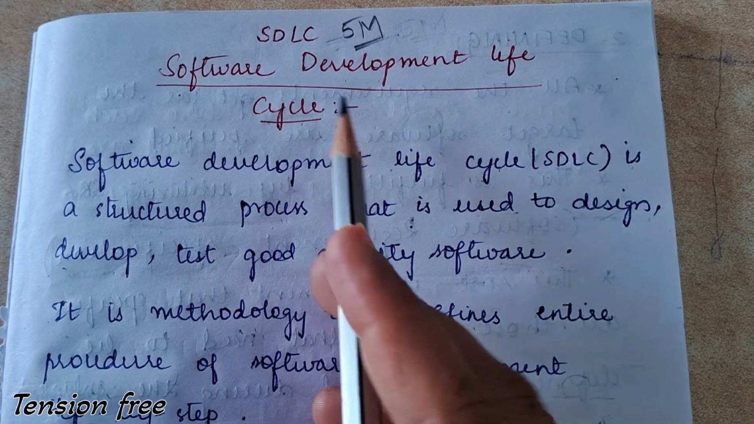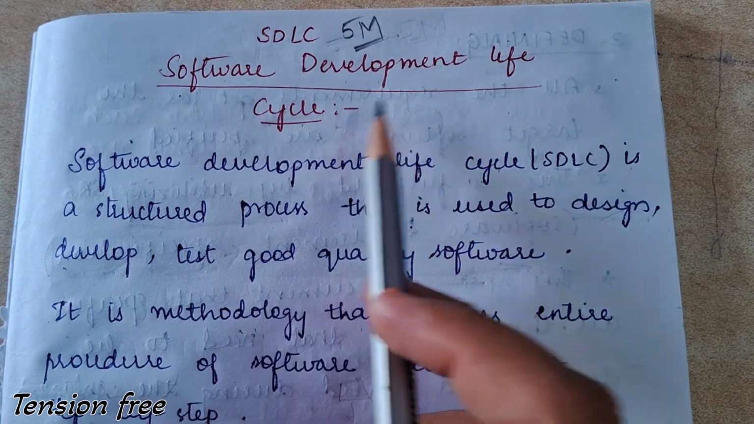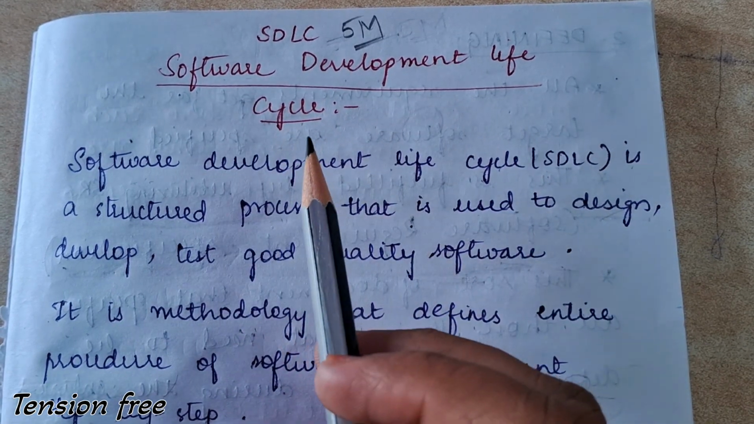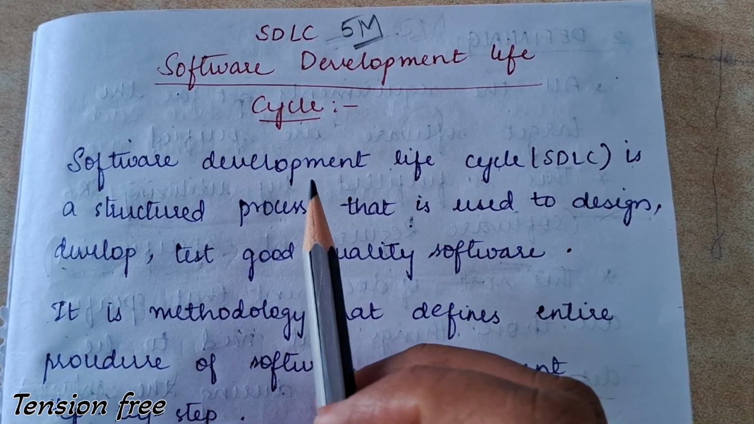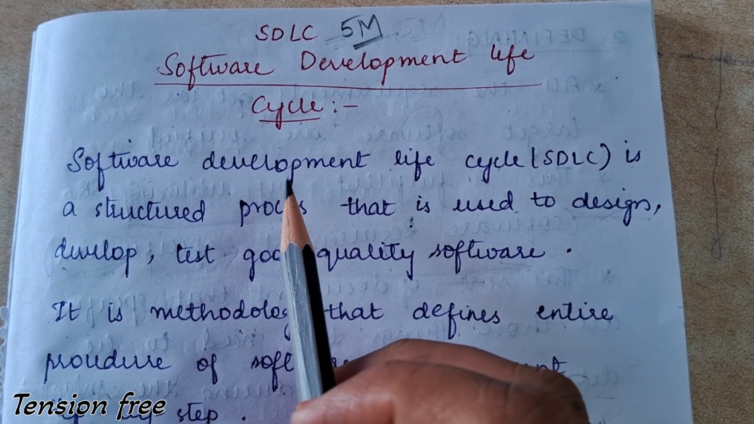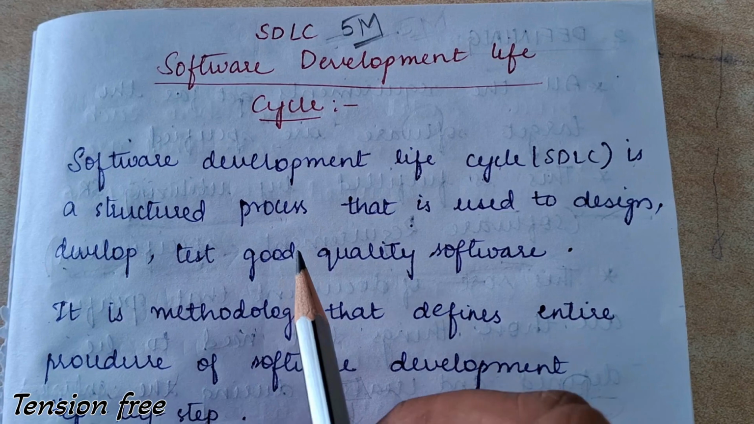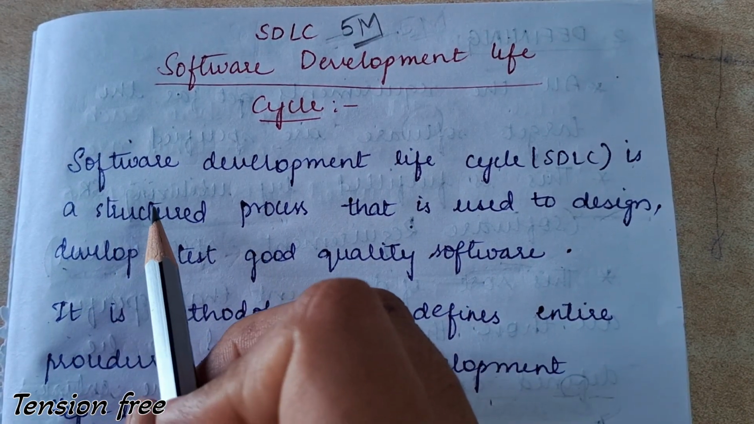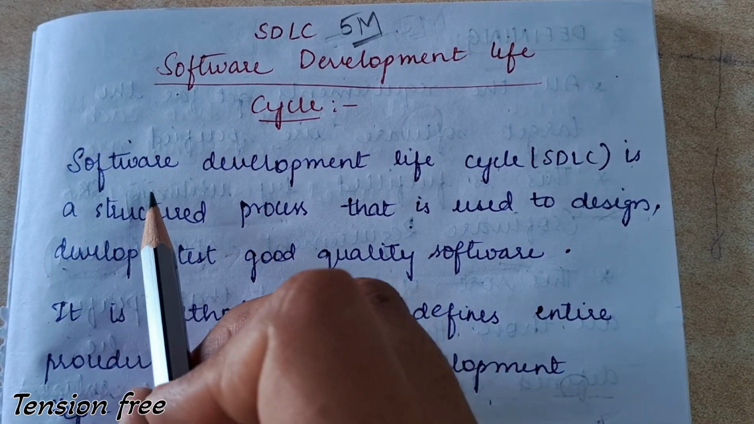Today's topic is about SDLC, the Software Development Life Cycle. In this software development life cycle, we're going to design software in a step-by-step manner. Let's look into the definition of this software development life cycle.